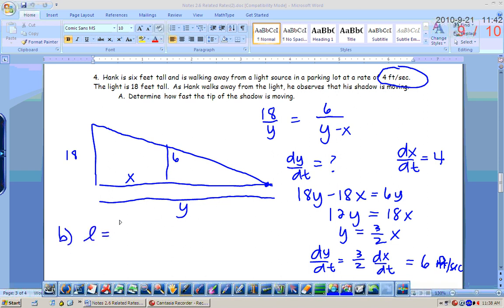Well, what's an expression that represents the length of the shadow? y minus x. So dl dt equals dy dt minus dx dt, which is 6 minus 4, or 2 feet per second.